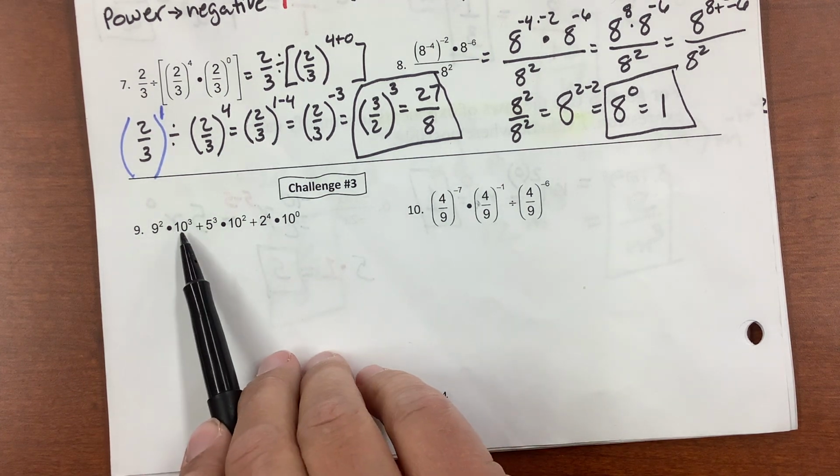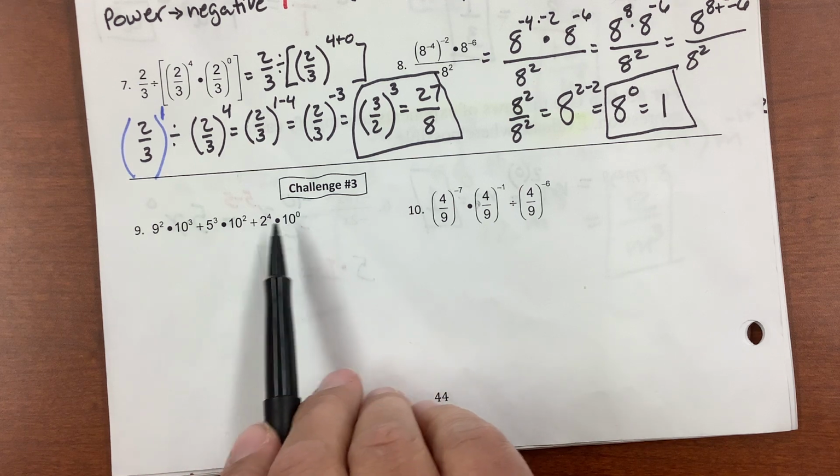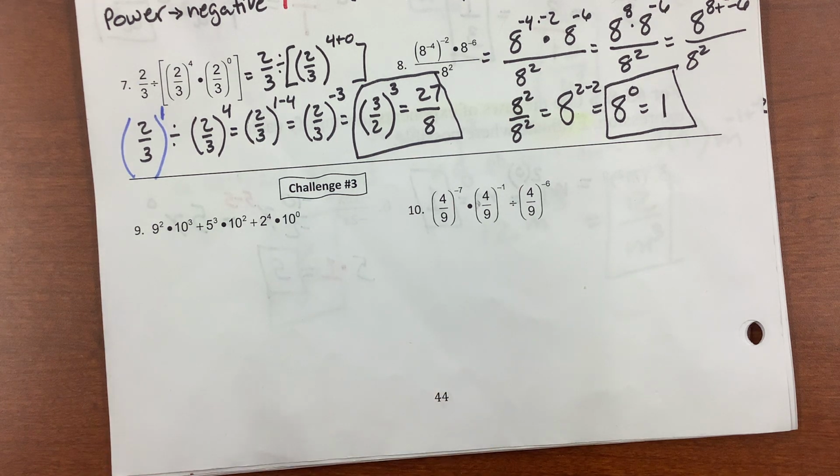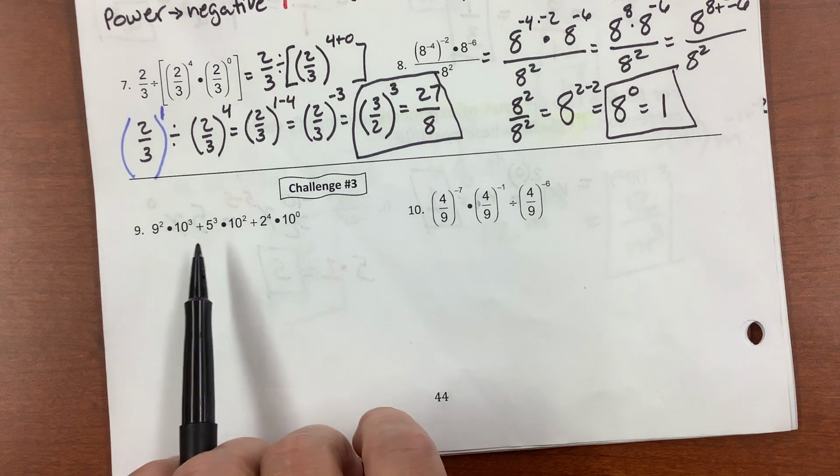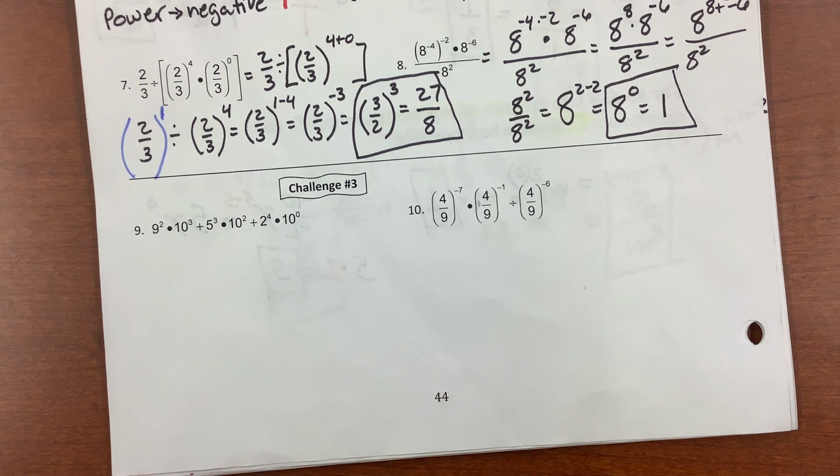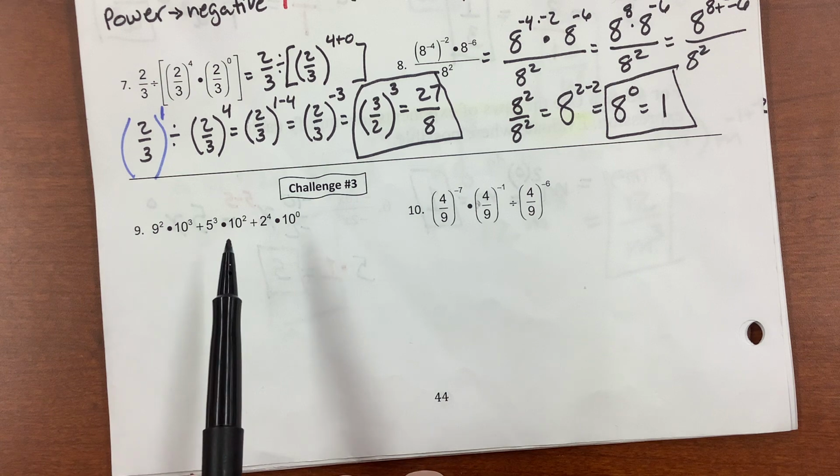Now, I know I have 10 to the third, 10 squared. I should be able to keep the base and add the exponents. But I have a big problem because there's a plus symbol between those. So I can't really do that. So I need to, first, no parentheses, exponents. I have to do all those exponents first.